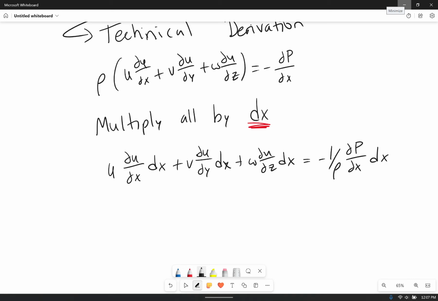Now, why did I bring the density over? Mostly so I would have an easier time writing it out. I wouldn't have to have parentheses the entire time. And also so I would just go ahead and distribute that dx.